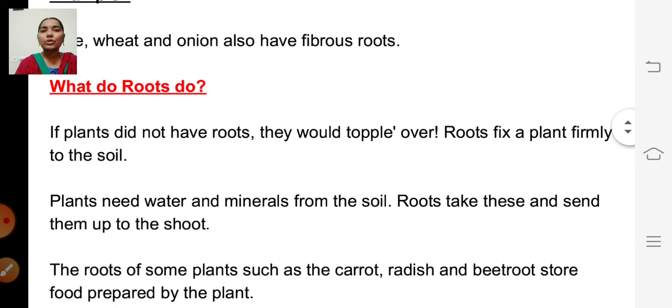What do roots do? That means the uses of roots. If plants did not have roots, they would not topple over. That means they cannot stand upright. Roots fix a plant firmly to the soil. Plants need water and minerals from the soil, so roots take these and send them up to the shoot. The roots of some plants such as the carrot, radish and beetroot store food prepared by the plant.